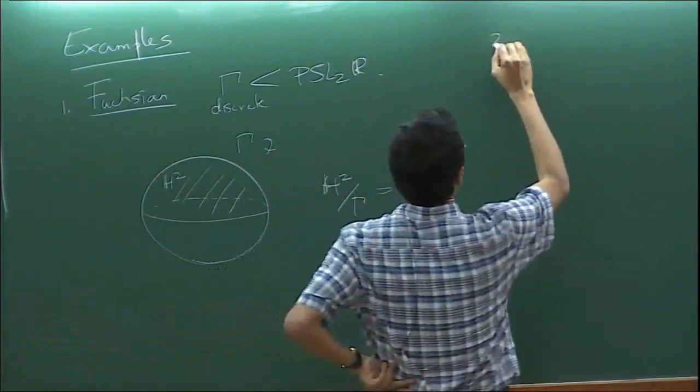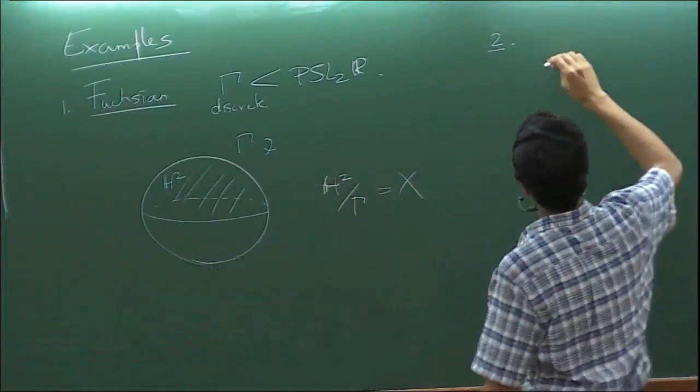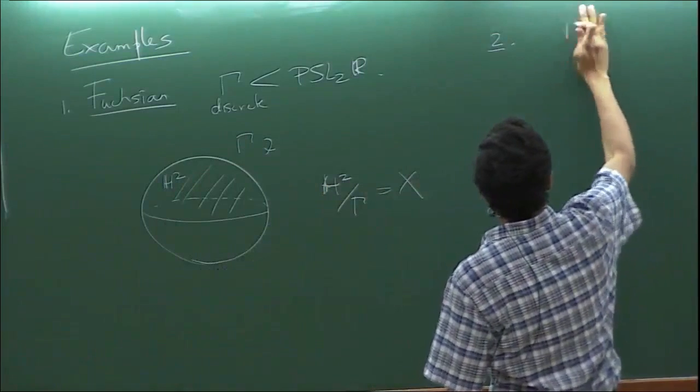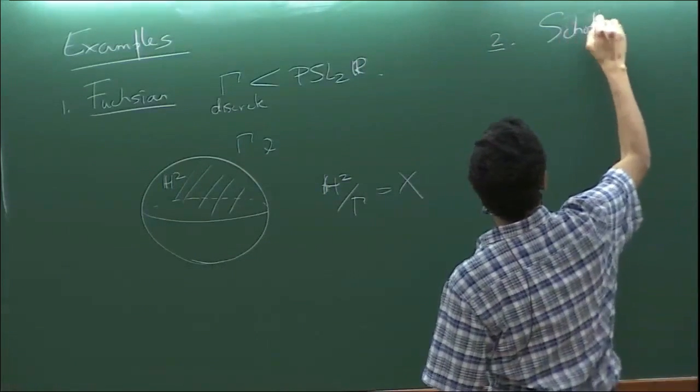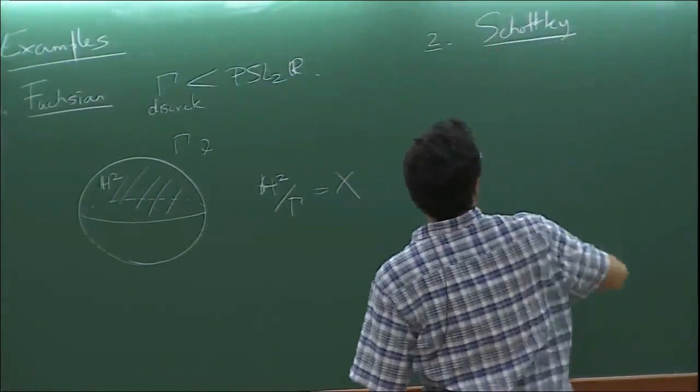There are other examples. On a Riemann surface, you can also have another classical example of Schottky uniformization.